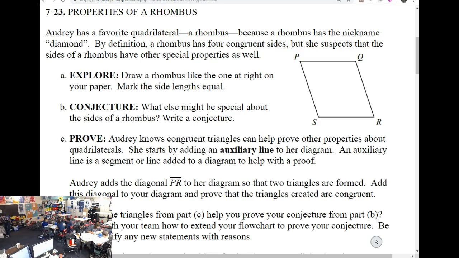Not equal. Adjacent. No, I'm looking for a parallelogram. That will do. Change your mind. Two sets of angles aren't congruent.